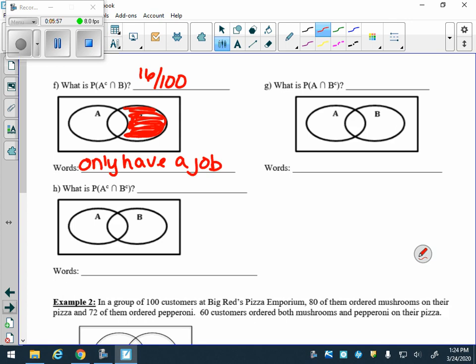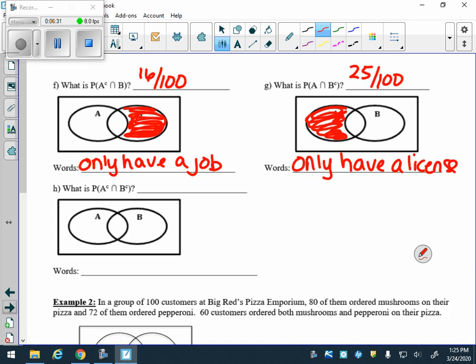Then for G, it's a little bit different. It's only students that have a license. Which is just A, which means it's 25 out of 100. Okay, and again, so you guys know, all of these, you could reduce the fractions. Just for time, I'm just keeping them as what the fractions are, as is.